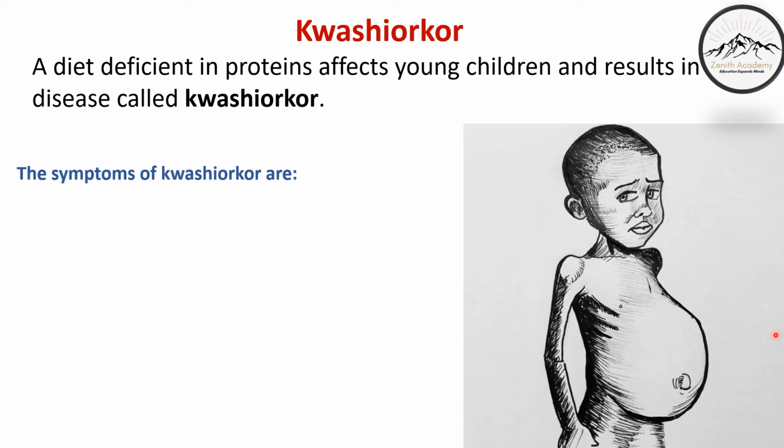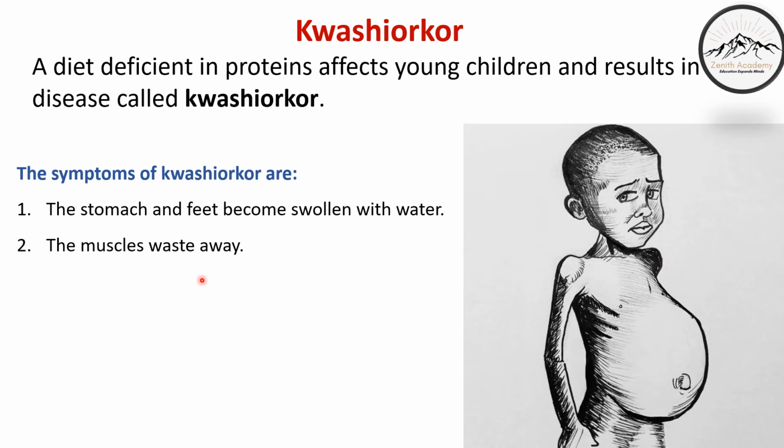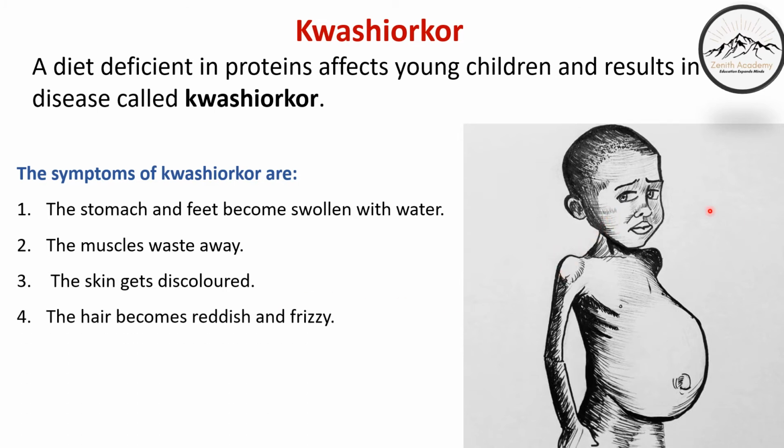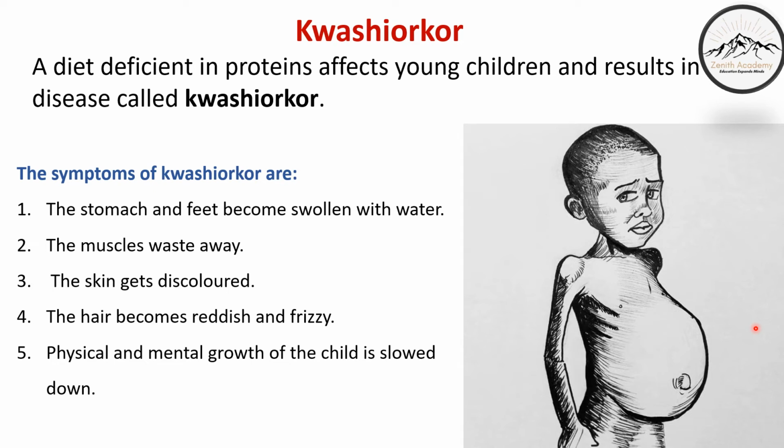So the symptoms of this disease are, first, the stomach and feet become swollen with water. The muscles waste away. You can see there are no muscles here. The skin gets discolored. You see discoloration in the skin as well. The hair becomes reddish and frizzy. The hair is not smooth, it changes its color and it also becomes frizzy. Physical and mental growth of the child is slowed down. So along with physical, mental growth also slows down.